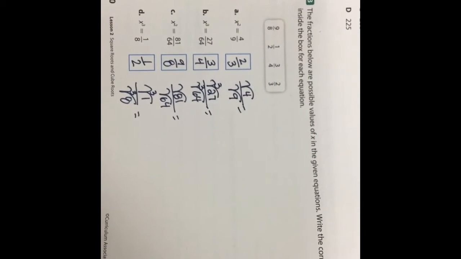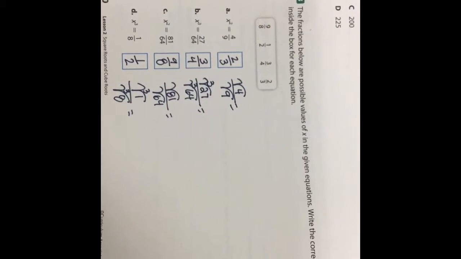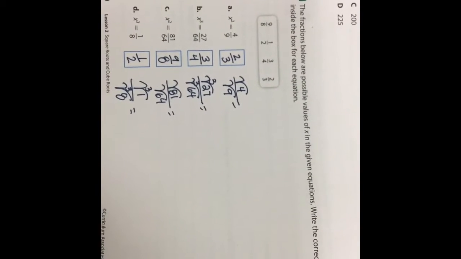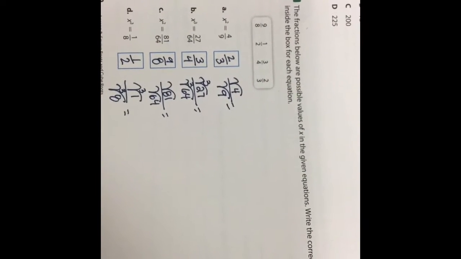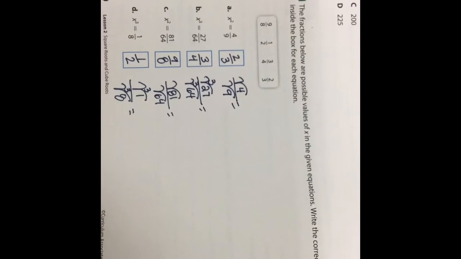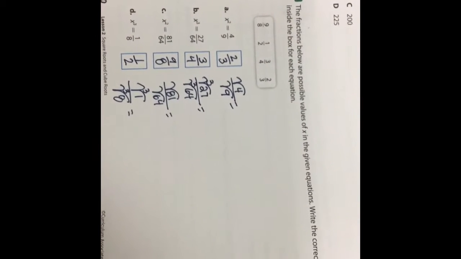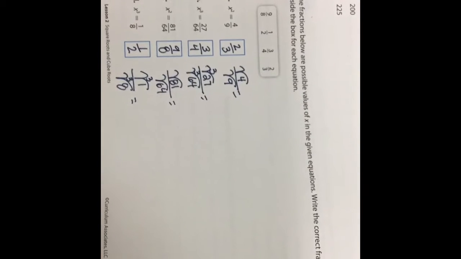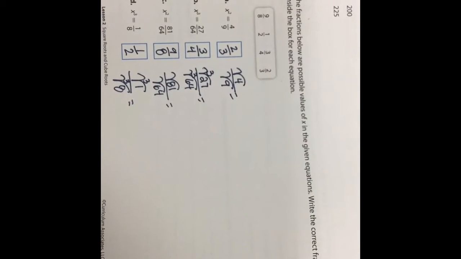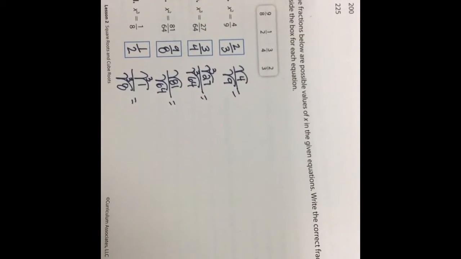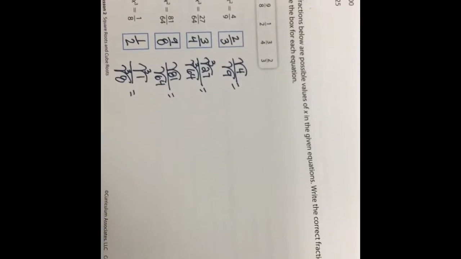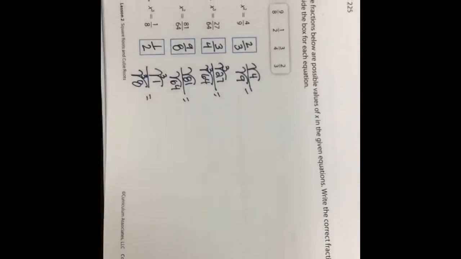Back to square root for C. The square root of 81 is 9. The square root of 64 is 8. And then back to cube root on D: the cube root of 1 is 1. The cube root of 8 is 2. That's for number 3 on page 20.